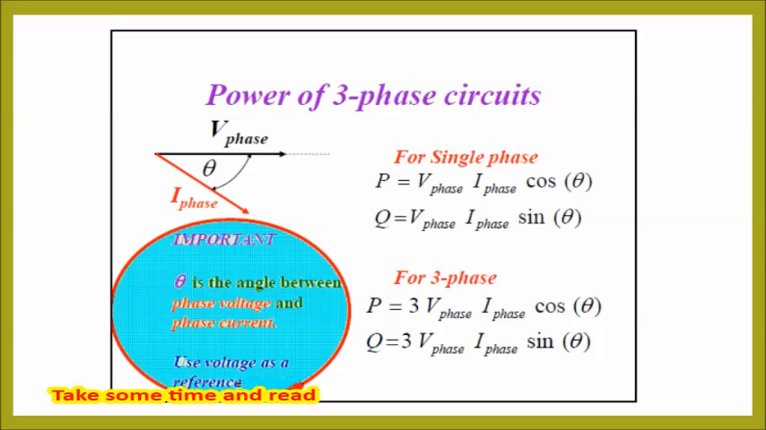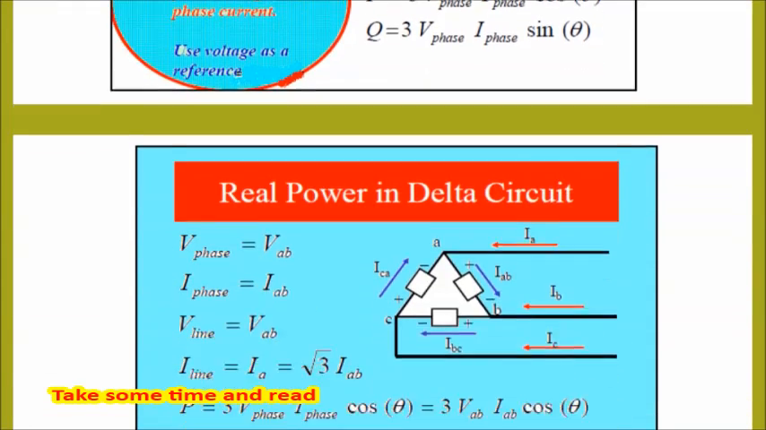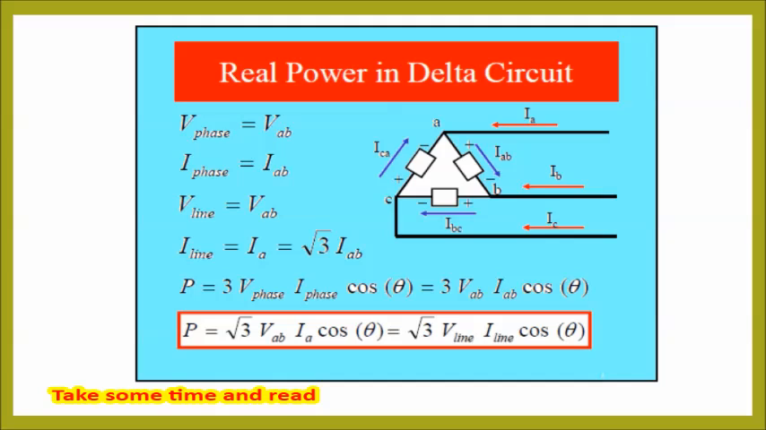Hence, in star configuration the phase voltage equals line voltage divided by square root 3, and phase current equals line current. But in delta configuration, the phase voltage and the line voltage are the same, whereas the phase current equals line current divided by square root 3. Now let's consider the load connections with the sources.